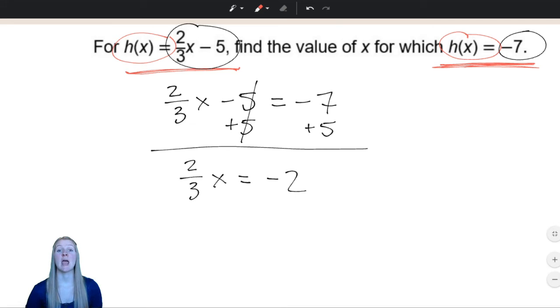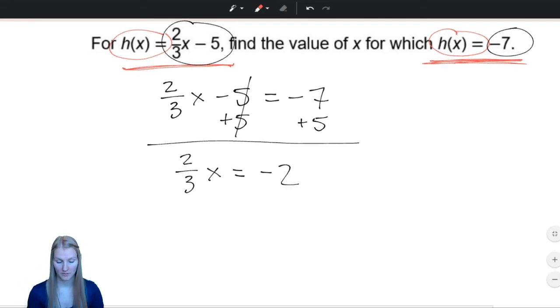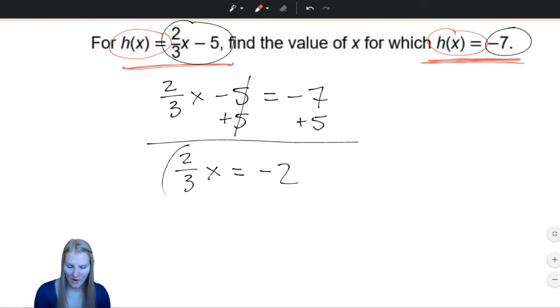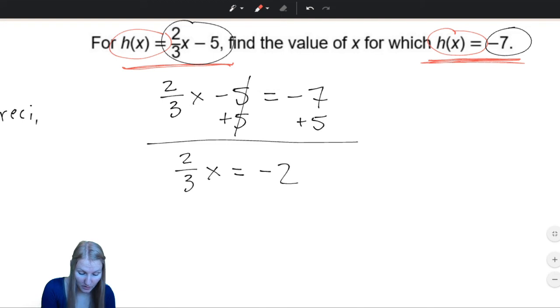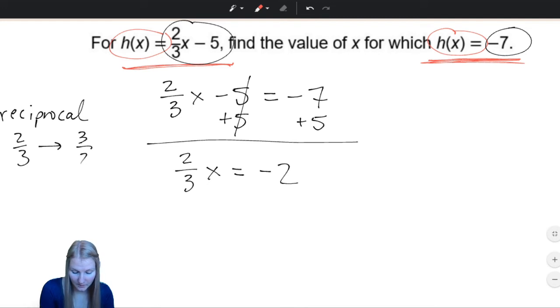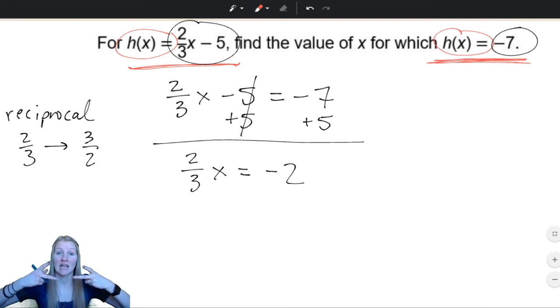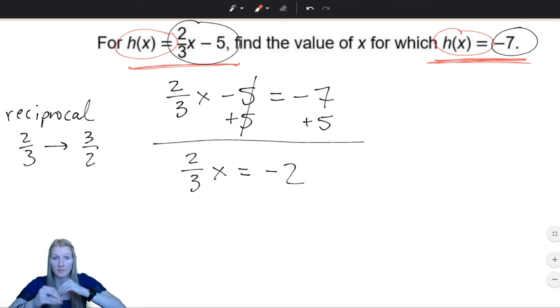Okay, now there are two different ways that I can move on from here. One is, how do I get rid of a fraction? Well, you can multiply by the reciprocal. And what the reciprocal is, we take 2/3 and we flip it. The reciprocal of a fraction is flipping that fraction. Top becomes the bottom, bottom becomes the top, and just flip it.